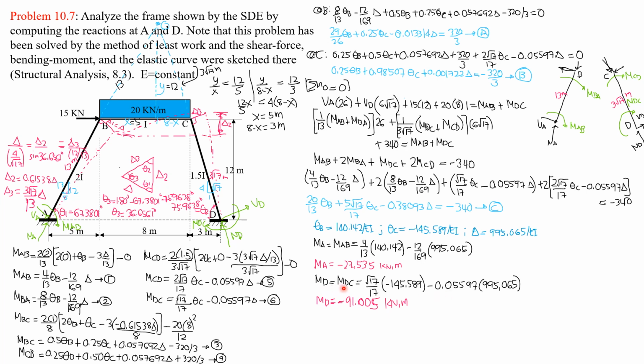MD, which is MDC, is square root of 17 over 17 of theta C, then minus 0.05597 of delta. So moment at D is negative 91.005 kilonewton meter. And again, it is counterclockwise.